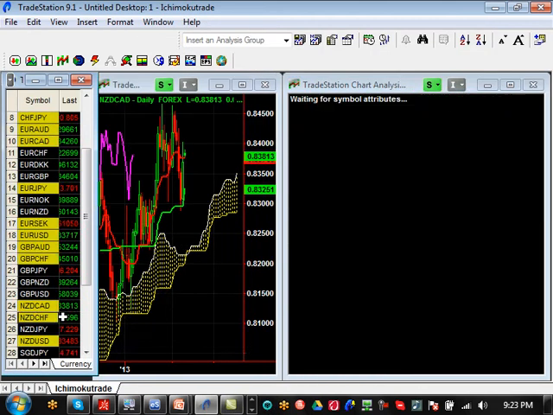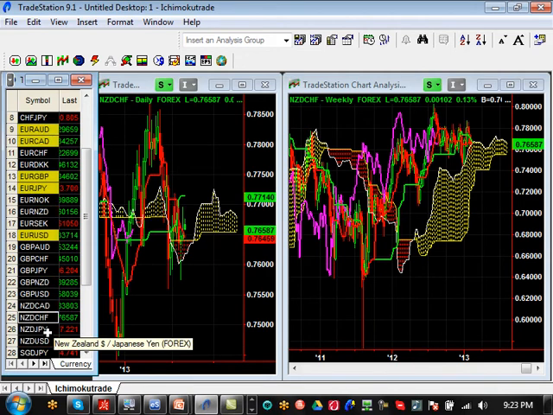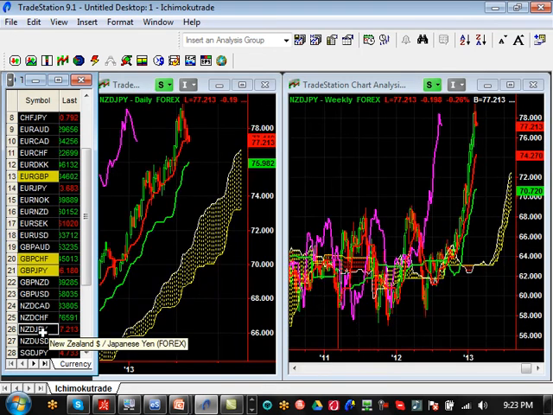Okay, New Zealand Swissy, really not doing anything there, not even worth talking about. Resistance is basically at 78.50. Support is going to be 75.50. New Zealand yen pulling back. Support levels are going to be 75.98 and then 74.27 moving forward.